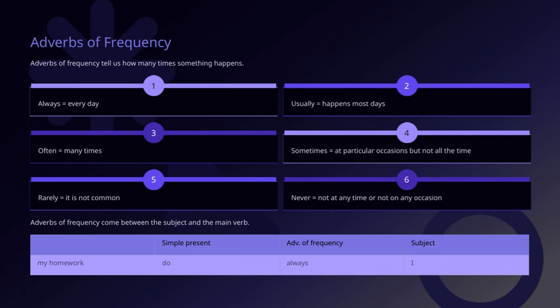For instance, I usually read before bed. Moving on, often means many times, so you might say I often listen to music while working. And finally, always signifies every day or at all times, like I always brush my teeth twice a day. It's important to note that adverbs of frequency are placed between the subject and the main verb. For example, in the sentence, I always do my homework. Always comes right after I and before do. Remember, these adverbs help us communicate how regularly something happens, which is key to describing routines and habits clearly. They add precision and help us share our daily patterns effectively.